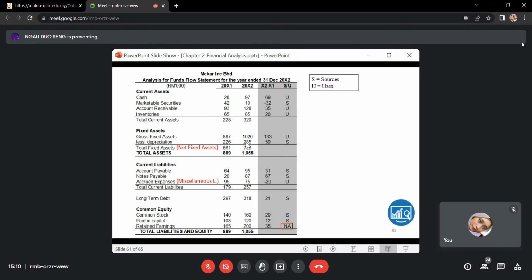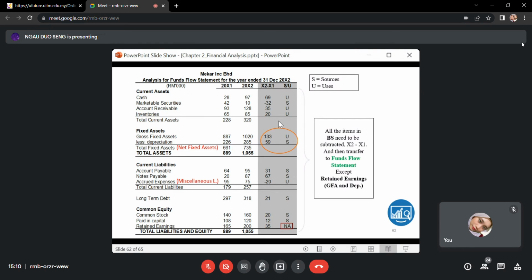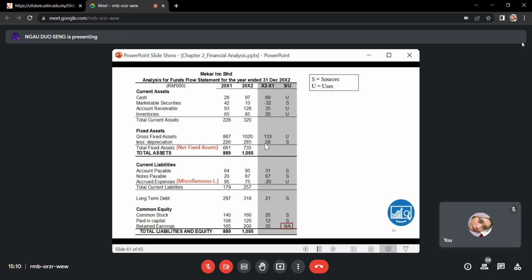Because this one is the depreciation we deduct in the income statement, but this money we did not spend out. Because the money is still in the company. This is just paper expenses, on paper only. But the money is still in the company. That's why this one is one of the sources, 59.